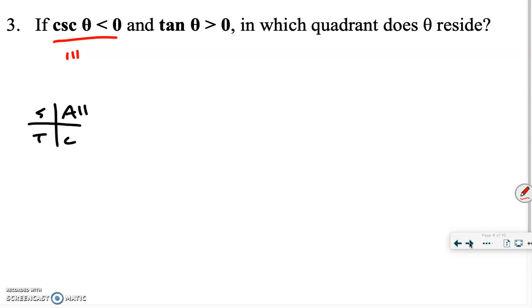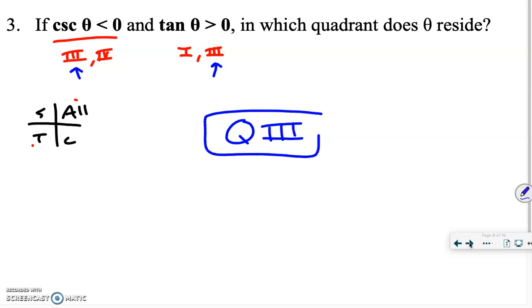Below the origin, we're in quadrant 3, or we are in quadrant 4. If the tangent is greater than 0, that means the tangent is positive, which is taking place in quadrant 1 or in quadrant 3. Quadrant 1 or quadrant 3. So we're looking for the overlap, which, as we look again a little bit closer, looks like quadrant 3 is going to be the winner there.